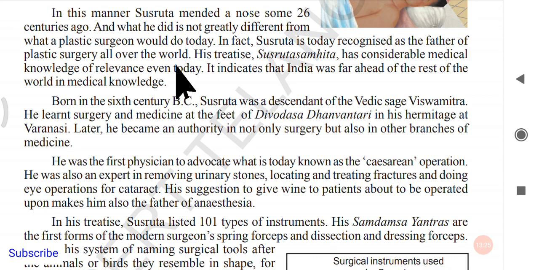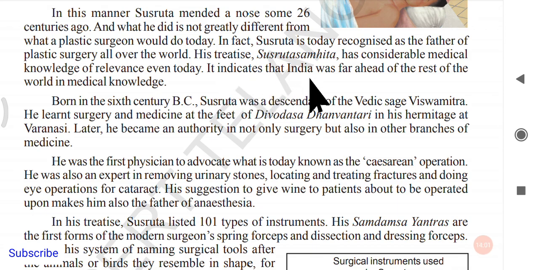First general knowledge question: who is the father of plastic surgery? Sushruta. That is the general knowledge question. Next, his treatise, in the sense book, Sushruta Samhita, has considerable medical knowledge of relevance even today. So Sushruta has written a book which he named Sushruta Samhita, and in that he had mentioned all the medical knowledge, and that medical knowledge is used even today by the plastic surgeons.